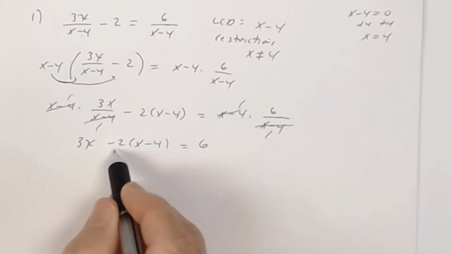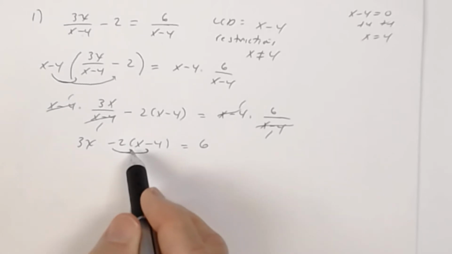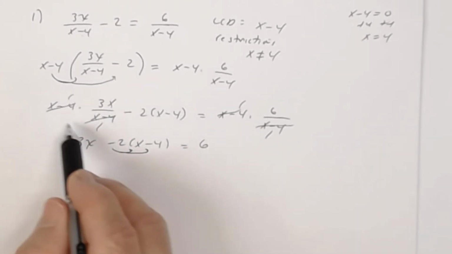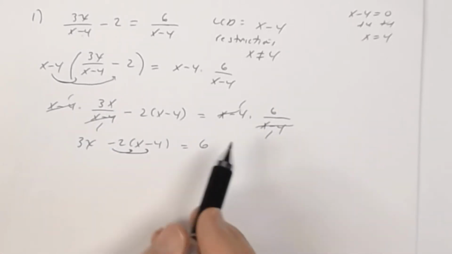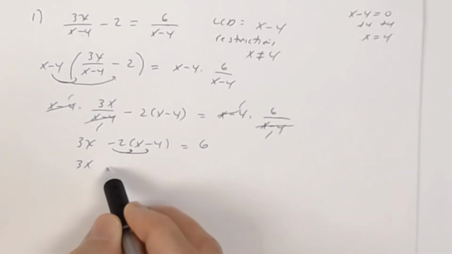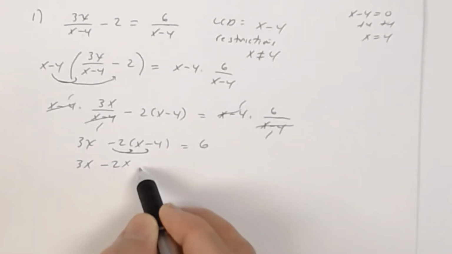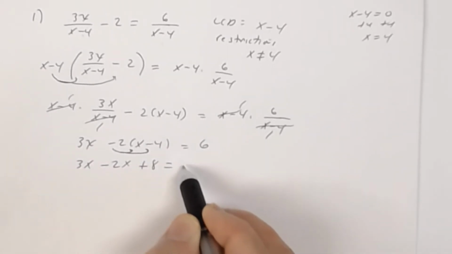Now, at this point, let's go ahead and distribute it here. You could have done it here, but all I wanted to do is just to simplify these two parts here. Okay, so I get 3x. If I distribute the negative 2, I get minus 2x. A negative 2 times a negative 4 is a positive 8. So you got to be careful with these.